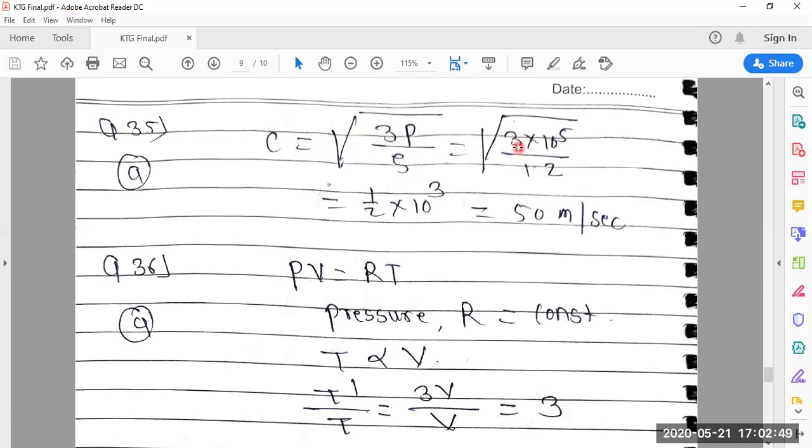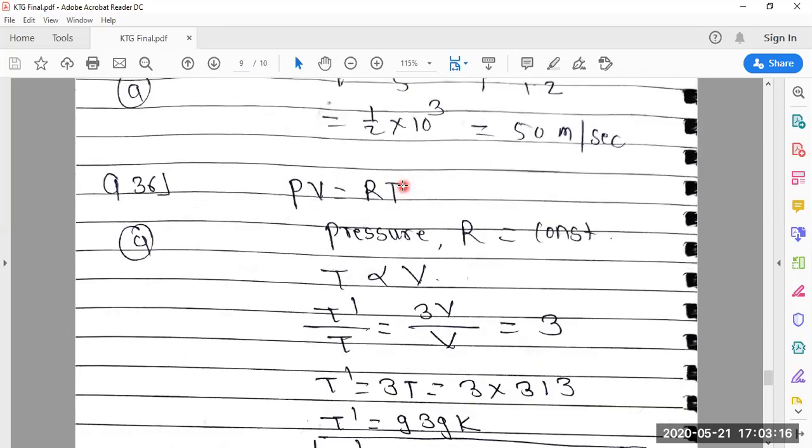as well as the air pressure is given. It is 1 into 10 raised to 5, multiplied by 3. So we get the RMS velocity as the square root of 1 half into 10 raised to 3. So the answer is 500 meters per second. So for question number 35, the correct option is option A.